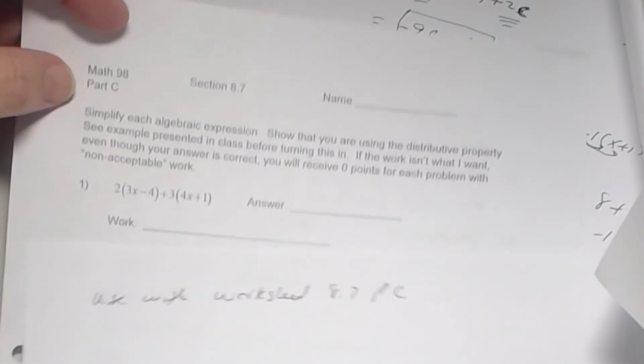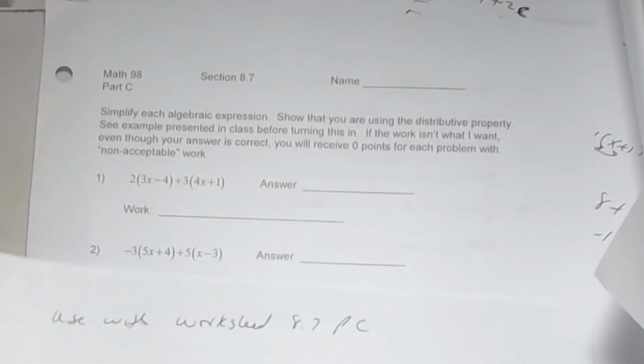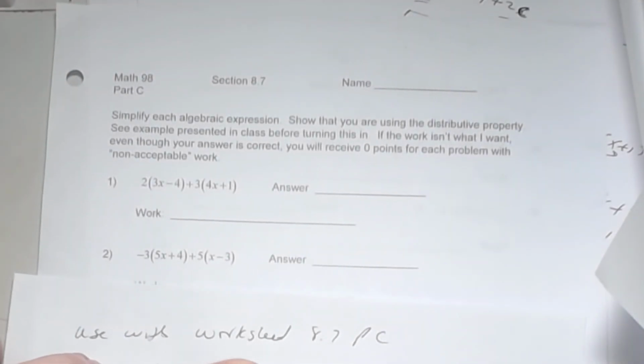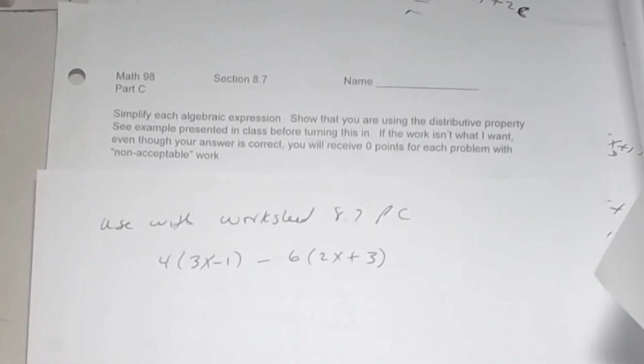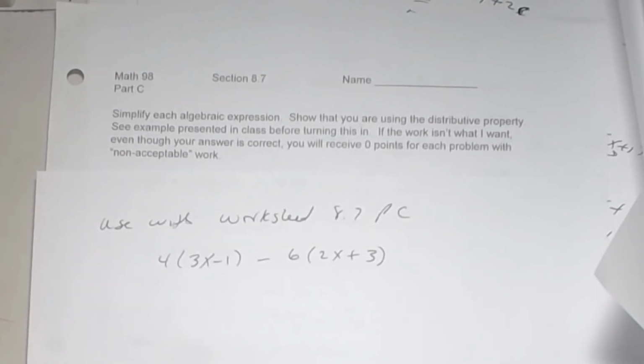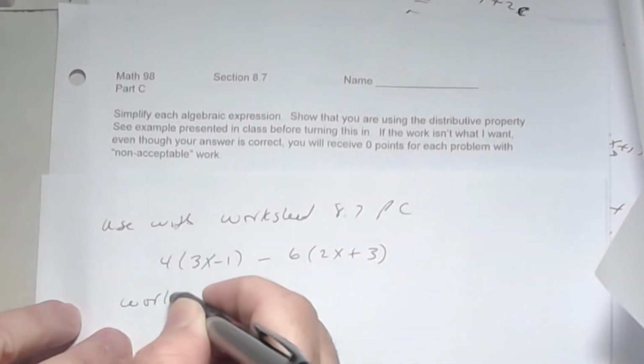All right, so let's suppose we had something like this. Suppose we had 4 times (3x minus 1) minus 6 times (2x plus 3). Let's suppose we had that. All right, so 4 times (3x minus 1) minus 6 times (2x plus 3). Okay? All right, so what I want to see for the work is this.